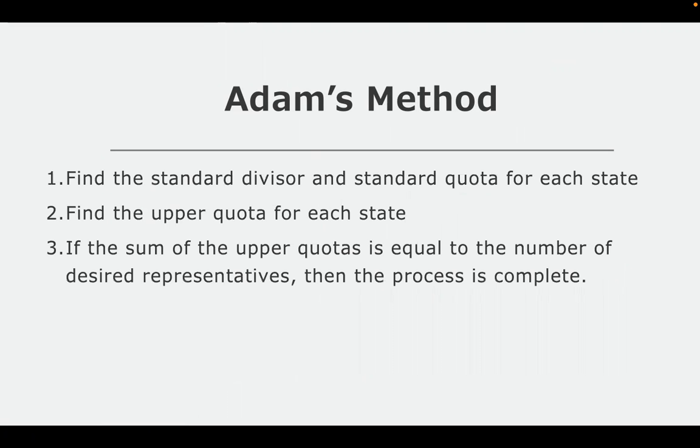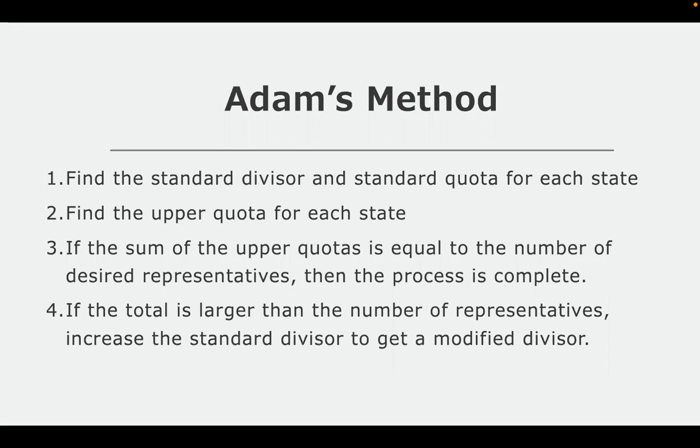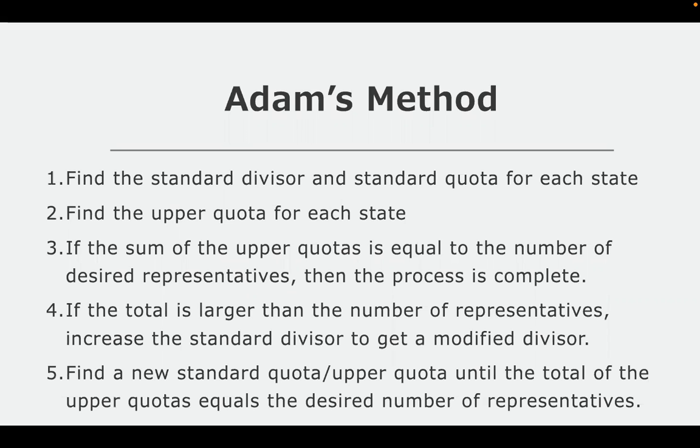If life is easy, and the sum of those upper quotas is equal to the number of desired representatives, then you're done. And you're like, woohoo. However, that is not usually the case. If the total is larger than the number of representatives, we're going to increase the standard divisor. And that's all the information you get. You just have to make it a little bigger. You're going to get a modified divisor and you're going to do it again. So you're going to find a new standard quota, which then gives you a potential new upper quota, until the total of the upper quotas equals the desired number of representatives.